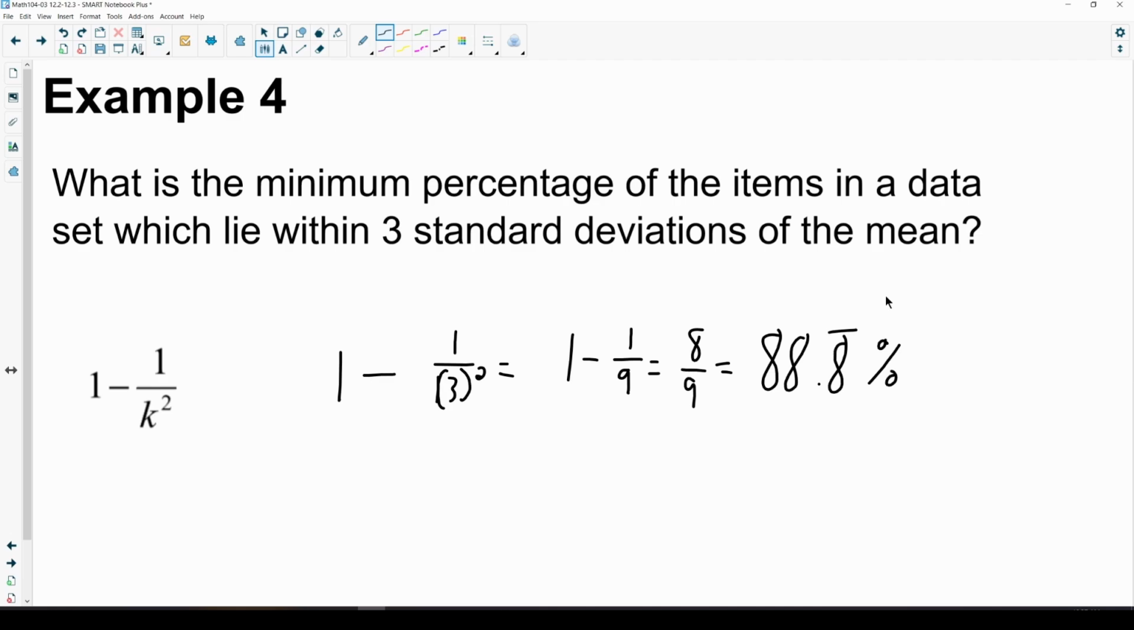So in those first 3 standard deviations, those first 3 sets of measure away from the center, you're going to find 88.8% of your values. And that doesn't matter whether it's normally distributed or not, that's for all data sets.